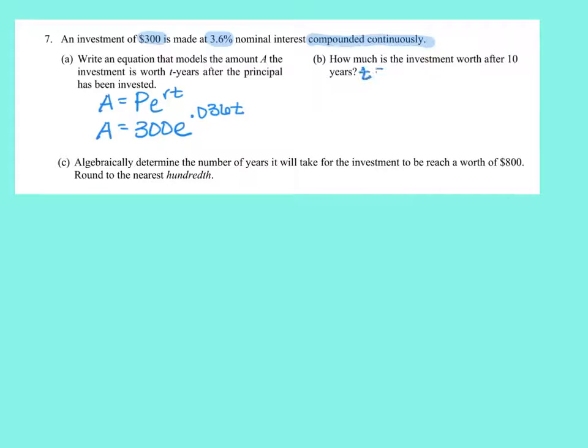How much is the investment worth after 10 years? So basically, time is 10. I'm going to plug that into my equation, and instead of t, I'm writing 10. Then I'm going to put that in my calculator, and I get $430.